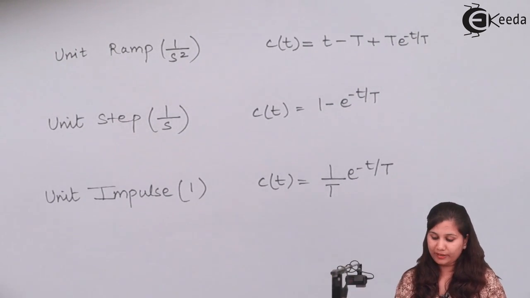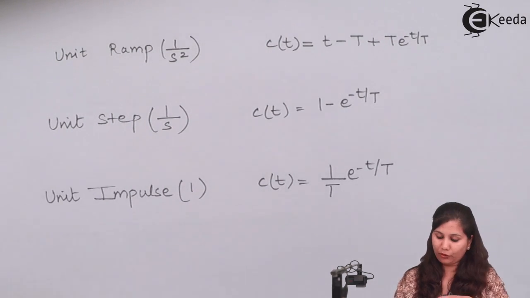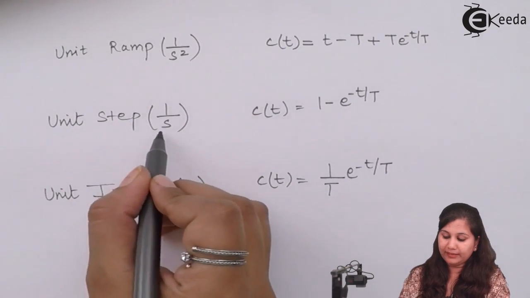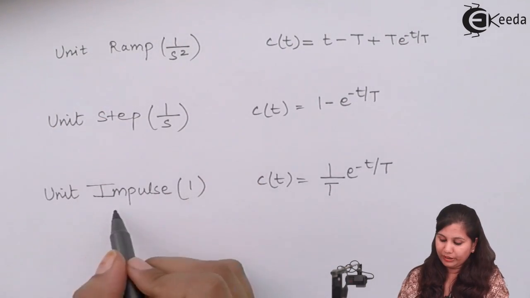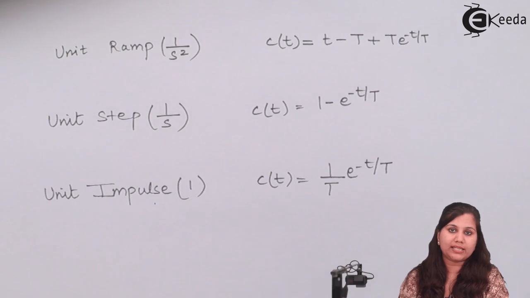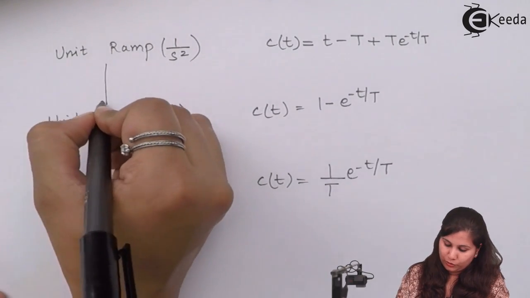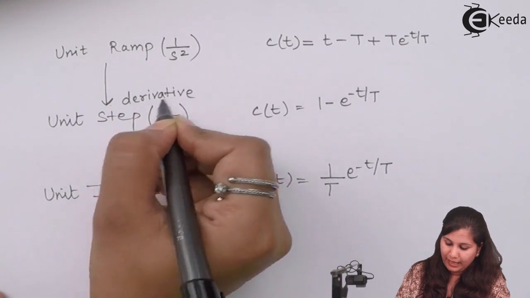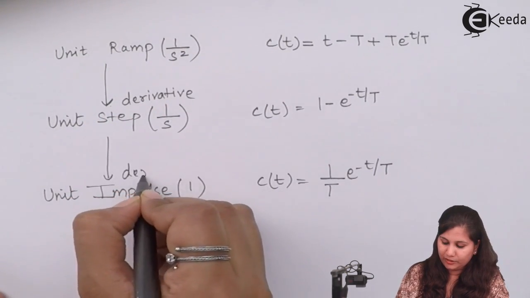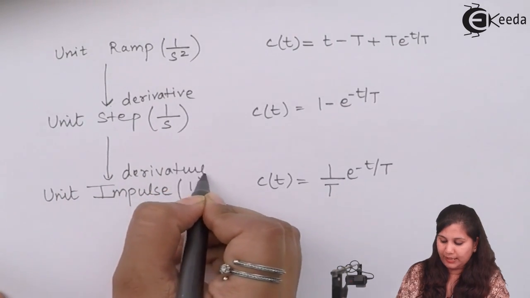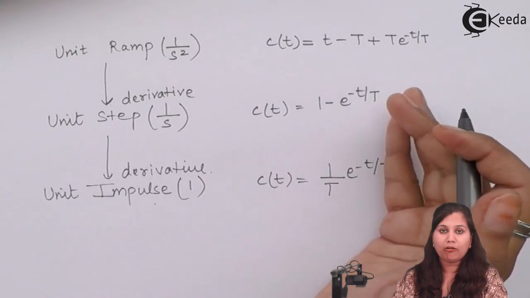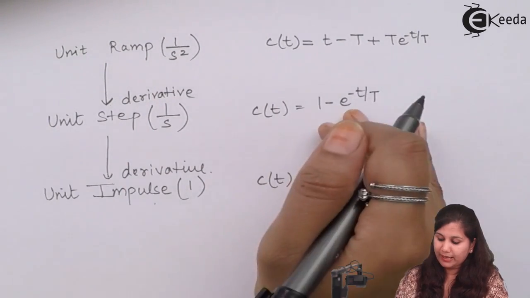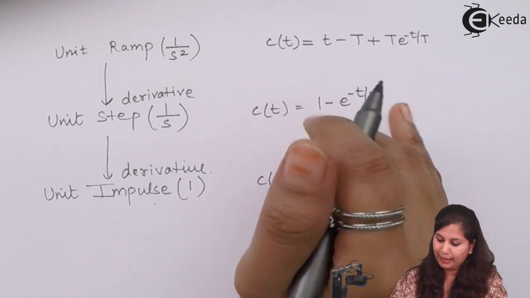Now if we analyze the output response for these three input test signals, we will see that unit step is the derivative of unit ramp, and unit impulse is the derivative of unit step signal. Okay, so unit step is the derivative of unit ramp, and unit impulse is the derivative of unit step. Now if we see their output responses, we can see that the output response of unit step is the derivative of that of unit ramp.